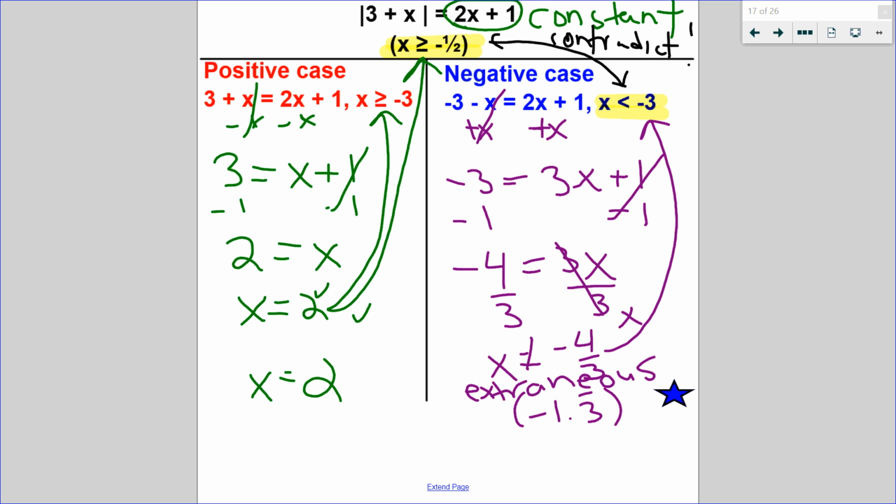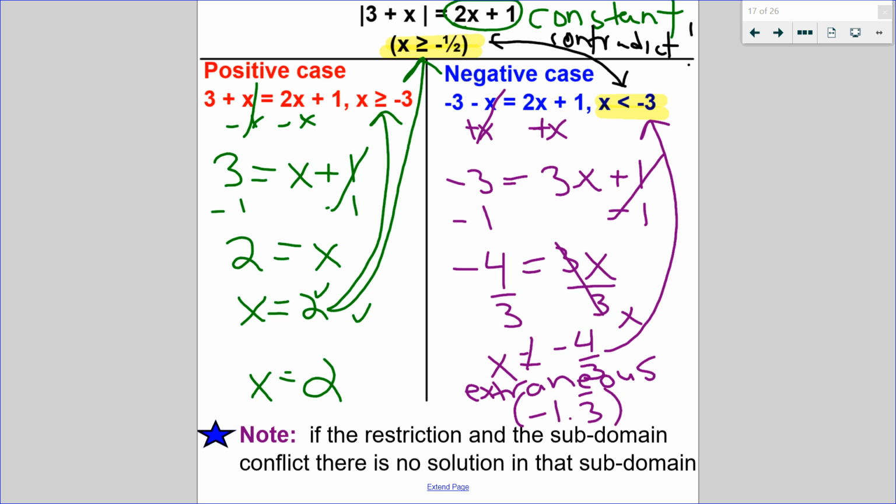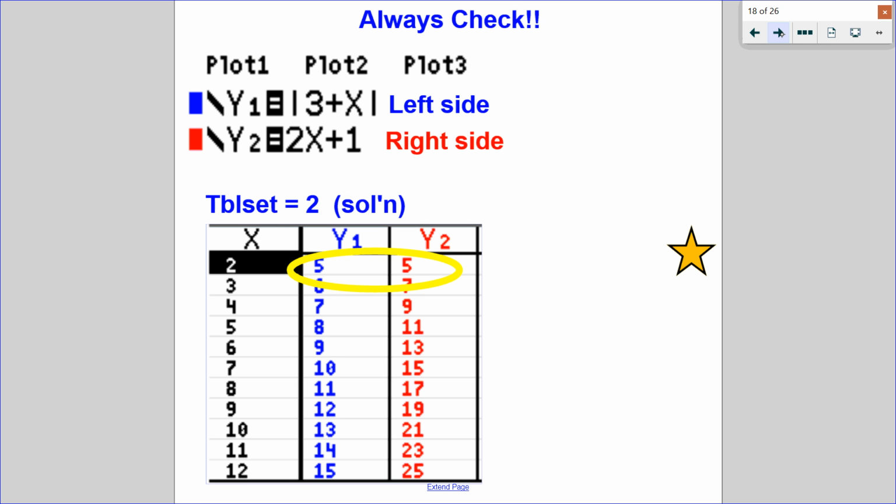So anytime this happens, if you notice that the restriction and the subdomain contradict each other, there will be no solution in that subdomain. So it looks like the only solution I have is that x is equal to 2. So here's my check. In the original equation, left side in y1, right side in y2, start the table at 2 and you can see that they're equal. So that tells me x equals 2 is the solution.